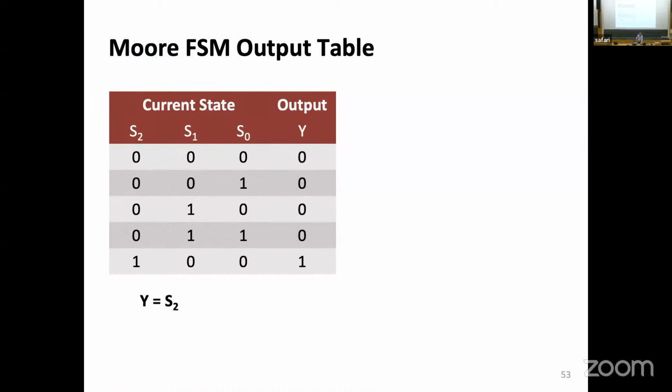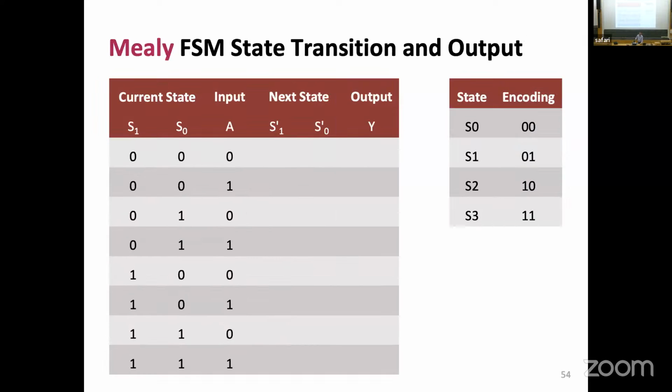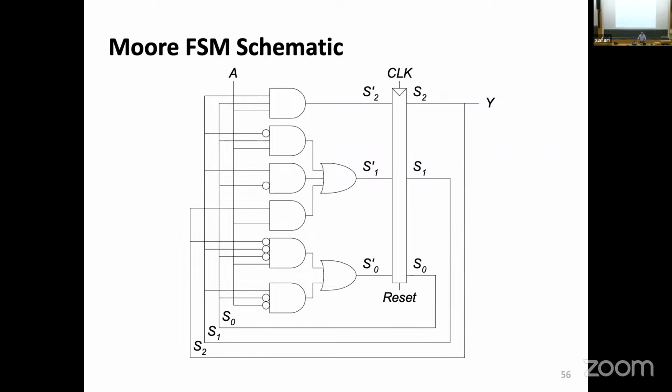I can have my output table. In this case, my output seems to be a very simple function, y equals S2. Why not? And I can do the same with the Mealy one. In the Mealy one, I'm not only calculating the next state, I'm also calculating the output. Now, superficially looking at it, you say, hey, one of them has a bunch of boring zeros and ones, and the other one has a bunch of boring zeros and ones. And I completely agree with you. I'll try to explain it.